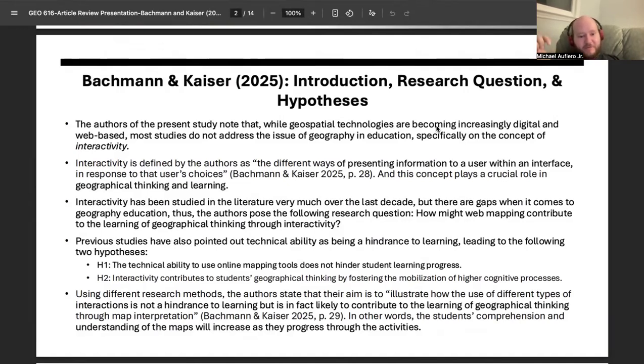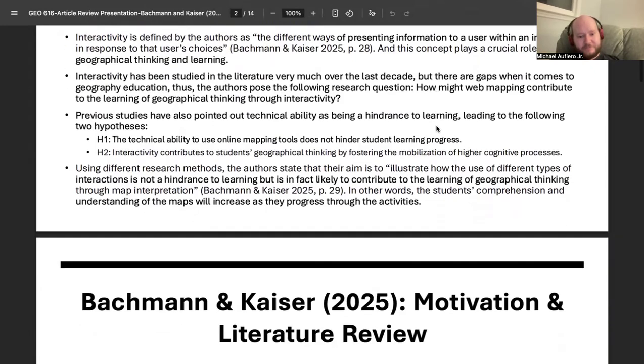So, using these different research methods, the authors state that their aim is to illustrate how the use of different types of interactions is not a hindrance to learning, but is in fact likely to contribute to the learning of geographical thinking through map interpretation. And that's from page 29. In other words, the students' comprehension and understanding of the maps will increase as they progress through the activities.